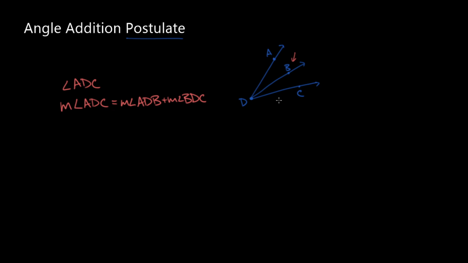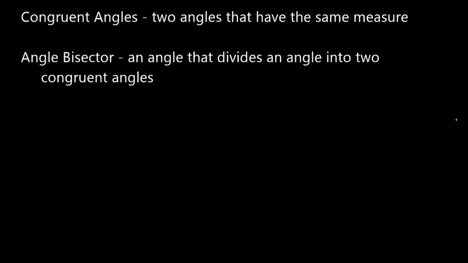And that's all the angle addition postulate says, is I can add angles together and their measures will be that of the larger angle that they make up. So that's my last postulate. And then I have a few more definitions, I believe. So my next definitions would be congruent angles and angle bisectors.